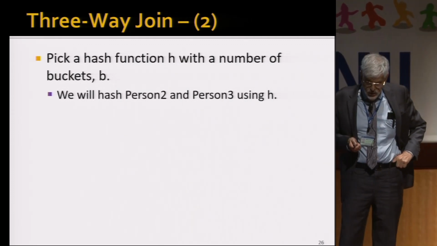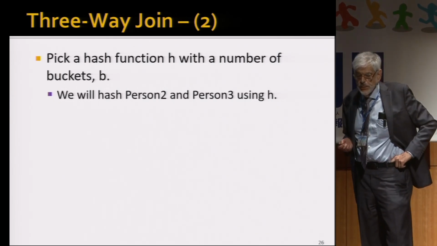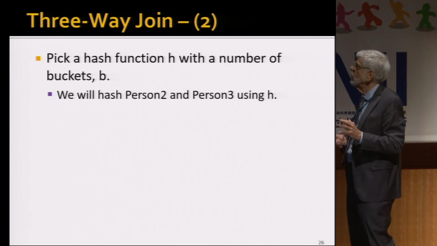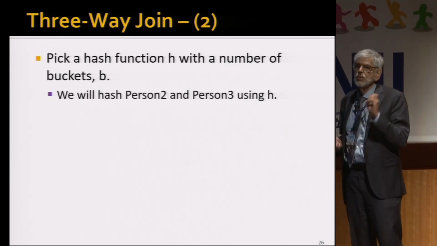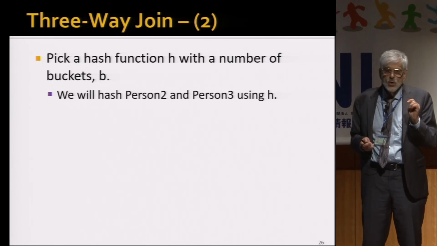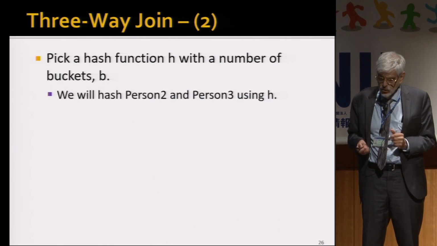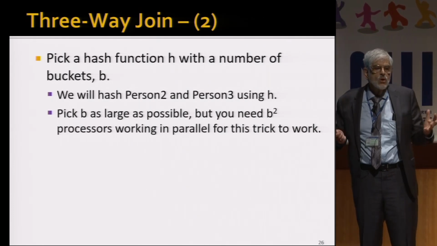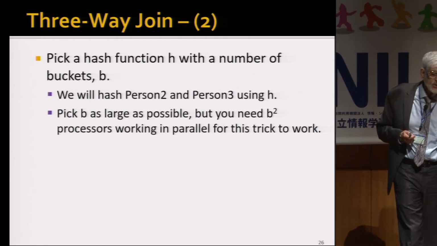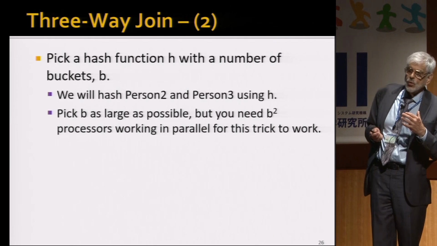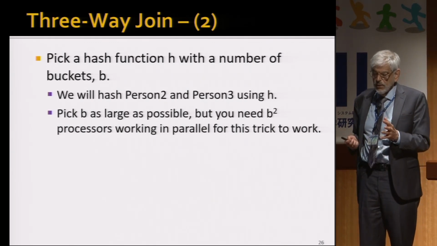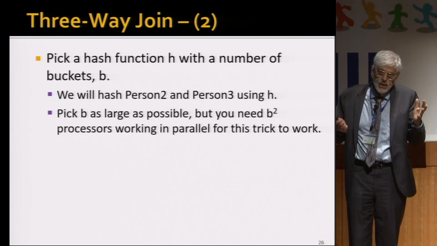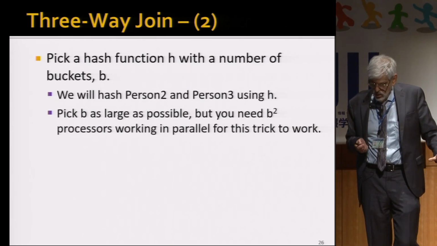So here's how we're going to do the 3-way join. We're going to first of all pick some hash function that will hash people to a number of buckets. I'll call it B buckets. And we're going to hash both person 2 and person 3 to buckets using the same hash function H. The bigger I make B, the less work there is to do, but the trouble is I'm going to need at least B squared processors working in parallel if this is going to make sense. So that sort of limits B. B can't be bigger than the square root of the number of processors.